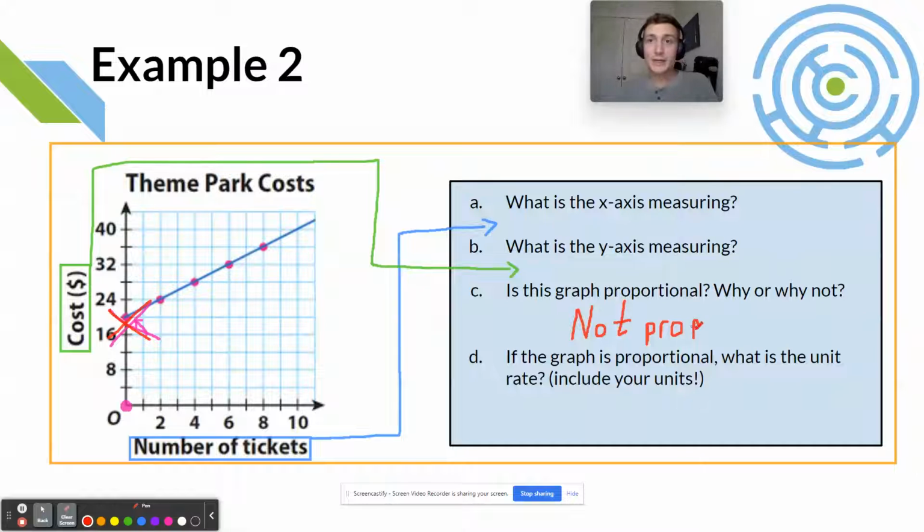And for a reason why not, I'm going to say this. It doesn't go through the origin. That's what you're going to put for why not. Does not go through the origin. Great. So that's good. We're going to do part D now. Oh, if the graph is proportional. Was the graph proportional? We don't have to do part D.